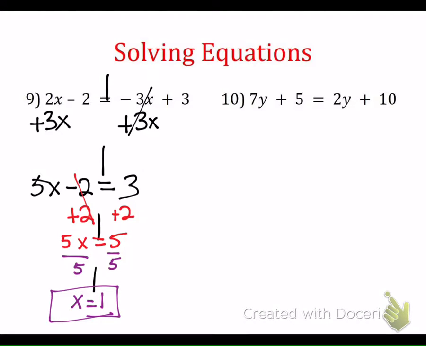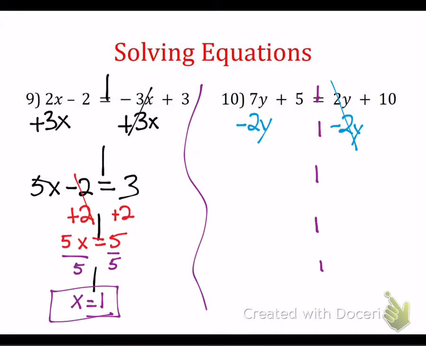All right, number 10. Who's the little guy? 2y. That's who I'm going to pick on. You move a positive term by subtracting. So 2y minus 2y, those are going to go away. You have to subtract it from the place where you see the y's. Don't subtract it from the 5. You're going to get all screwed up. They have to be like terms.